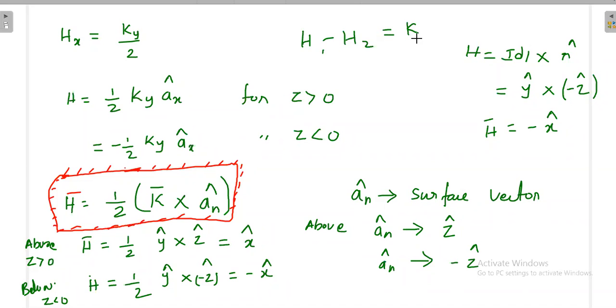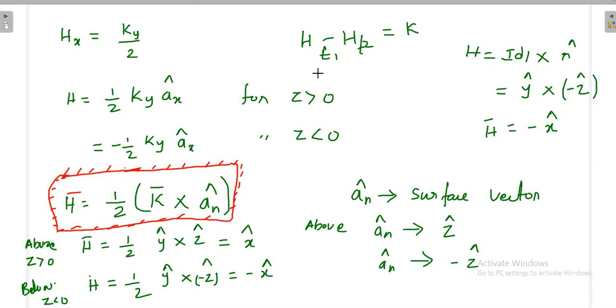Whenever there is a current density K, then the difference in the tangential magnetic field components is H_T1 minus H_T2, something like that. Yesterday you have seen, no? Okay, that's why tangential. But that is perpendicular to the current, that is okay.